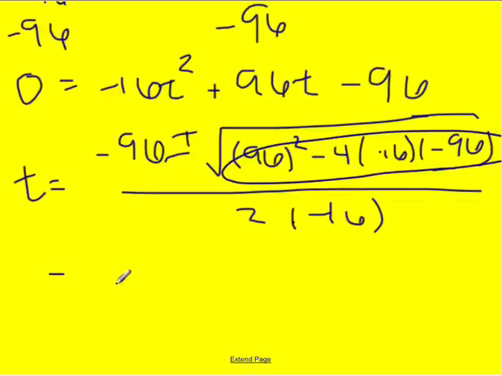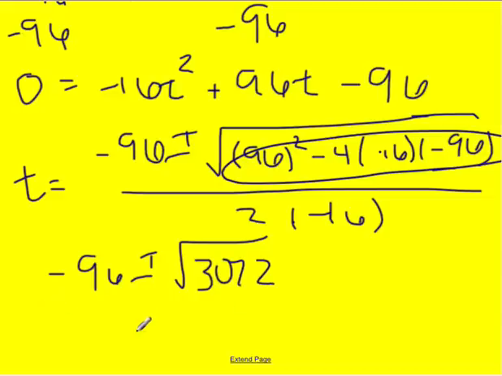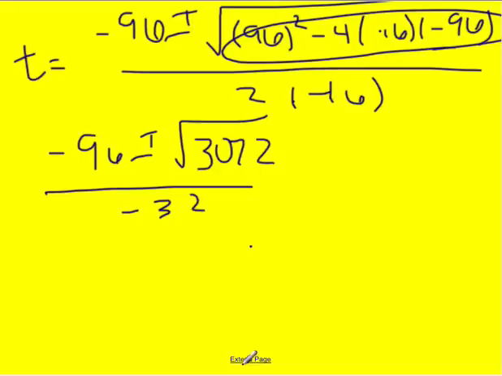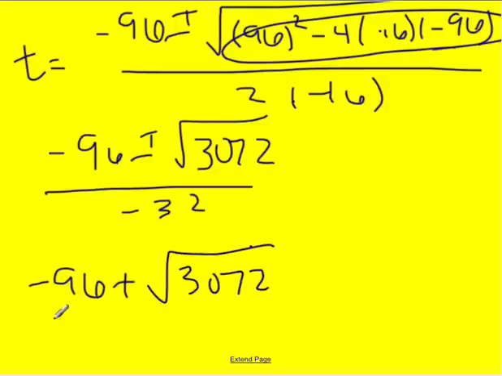So we have negative 96, and that's going to be plus or minus the square root. 96 squared minus 4 times negative 16 times negative 96 is going to be 3072. And that's going to be divided by negative 32. So now we need to split it up into plus and minus. So we have negative 96 plus the square root of 3072, and then we're going to take that and divide it by negative 32.